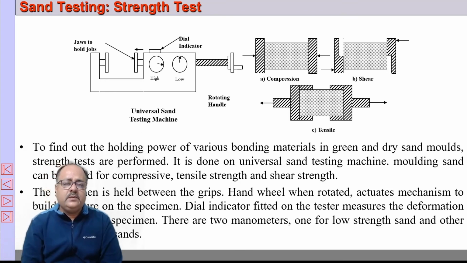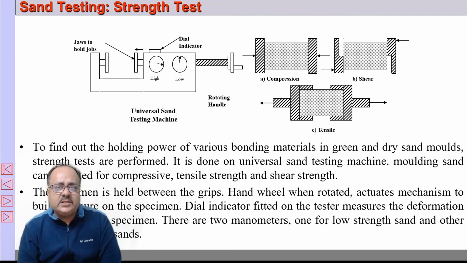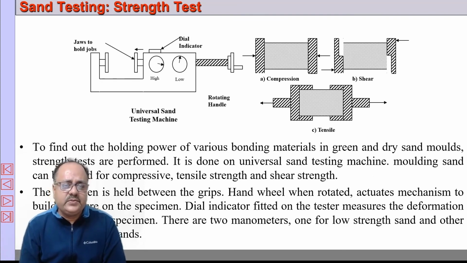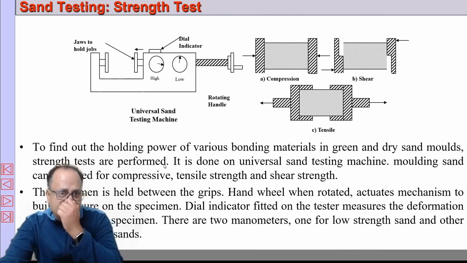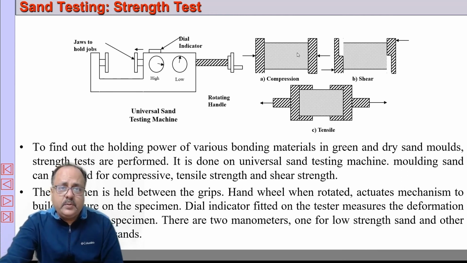One more test that we'll be discussing is the strength test. It's a very important one, identifying the strength, basically the green strength, which depends on the moisture content. We prepare a specimen of the sand, and that specimen is fitted between two jaws, and these jaws are interchangeable. You can fit various types of jaws, like flat plated jaws, jaws of this shape, and jaws like a clamp, for tensile test, compression test, and shear test.